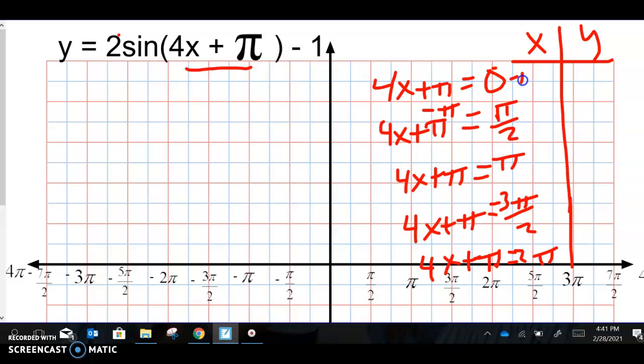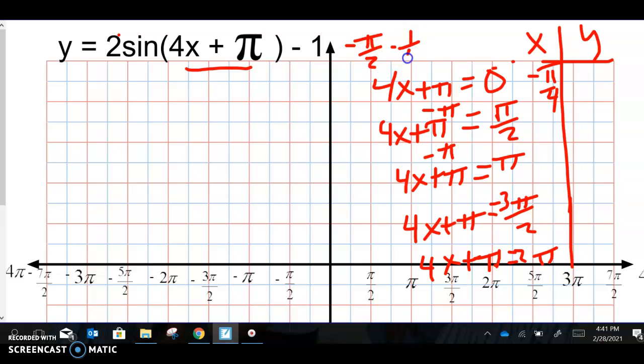If I subtract pi from 0, that's negative pi, and then I divide that by 4. So my first point is negative pi over 4. Here I'm taking a half pi minus 1 pi. If I take a half minus 1, that's negative pi over 2.